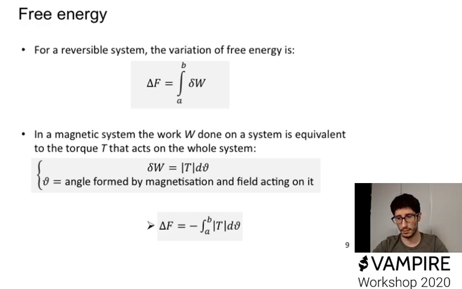And if we have a magnetic system, the work is the torque that acts on the system. If we think about a bar magnet and we apply a field, then we will have the torque that will make it rotate. And if we use this definition, then we can re-express the variation in the free energy as the integral of the torque over the angular distribution, where now A and B will be two angles between which we vary and we constrain our magnetization.